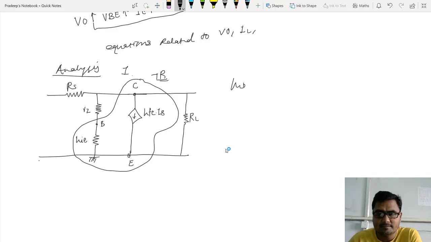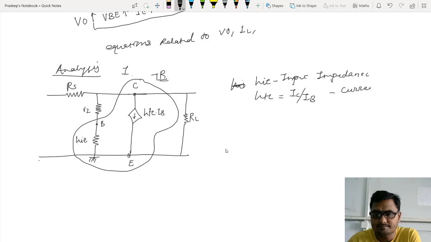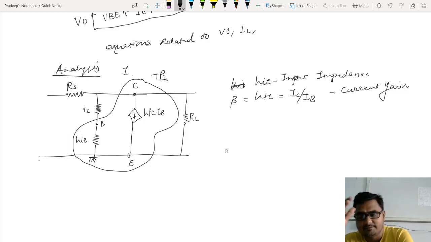So we have this circuit. HIE, let me tell you in short what HIE is. HIE is the input impedance. Only two terms are there, HIE and HFE. HFE, I think I told you, is IC divided by IB, which is the current gain. These two things are new here. This HFE is nothing but your beta. Beta we have already studied. It is the ratio of IC divided by IB. If I take AC analysis or hybrid analysis, it becomes HFE.